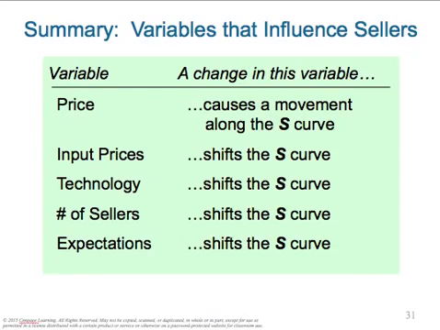So, summary of the variables that influence sellers, again, suppliers here. You have price, input prices, technology, number of sellers, and expectations. Again, a change in the price of the good causes movement along the supply curve. Whereas input prices, the cost of the raw inputs you put in, the technology, the number of sellers, and expectations can all cause shifts of the supply curve inward or outward.